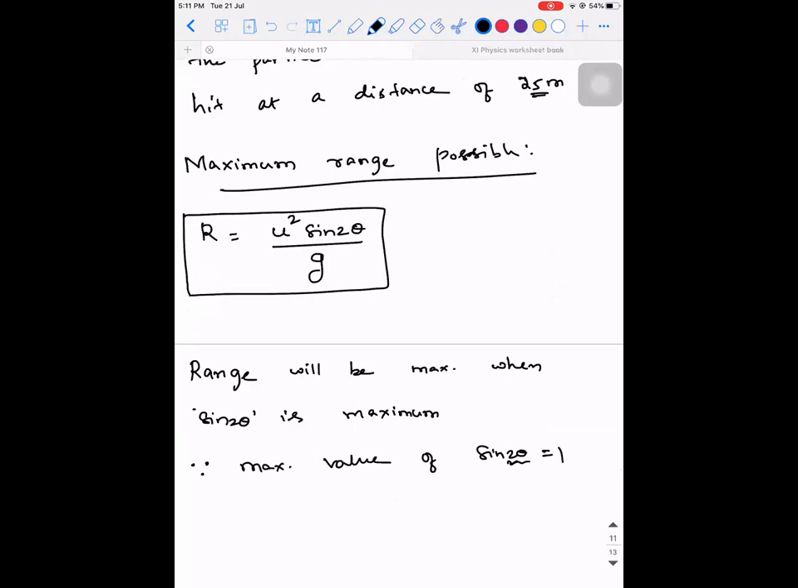90. So can I write 2 theta is equal to 90 degrees? Yes, sir. Then what is the value of theta? Theta should be 45 degrees. 45 degrees. This is a very, very important point to be kept in your mind.